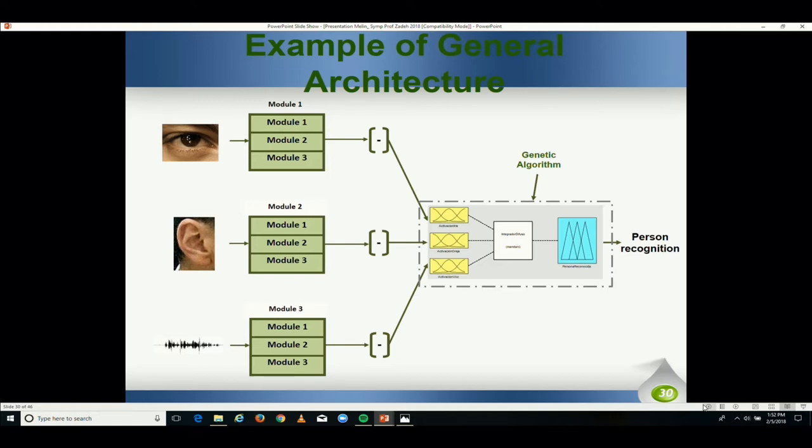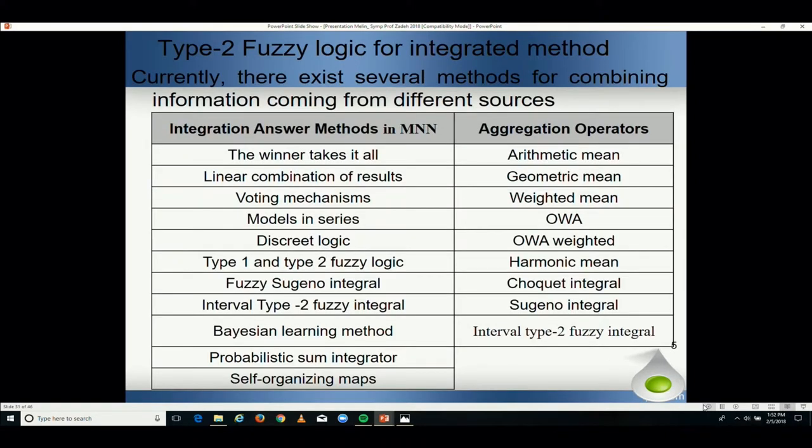For example, to combine the information, we have some other methods to combine, such as the well-known aggregation operators. But we are doing this with Choquet or pseudo integral, or interval integral. We are working on these two or three, but with Type-2, and in integration methods, for example, for modular neural networks with interval type 2 fuzzy integral. But you can see other approaches that people are using.